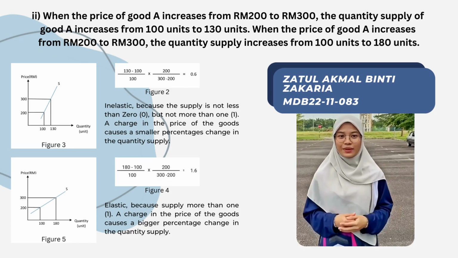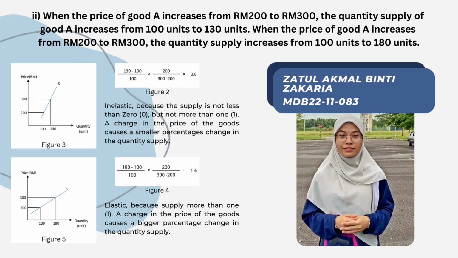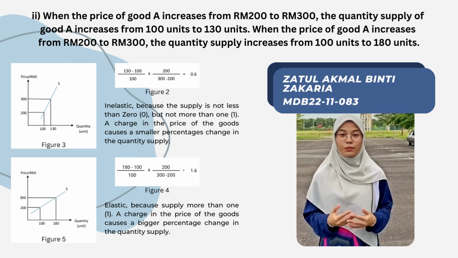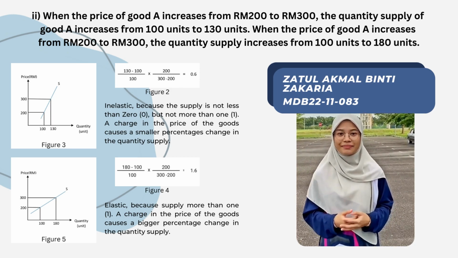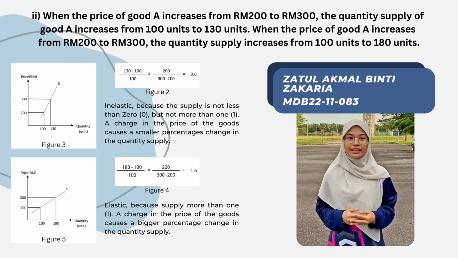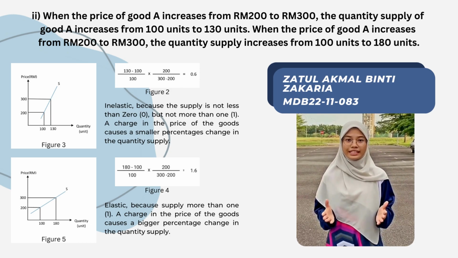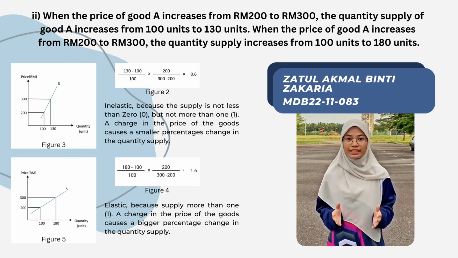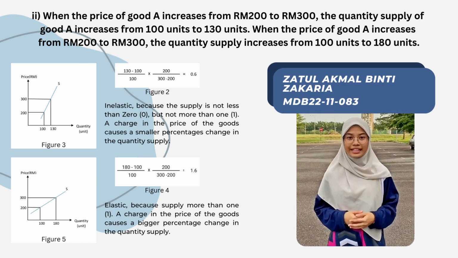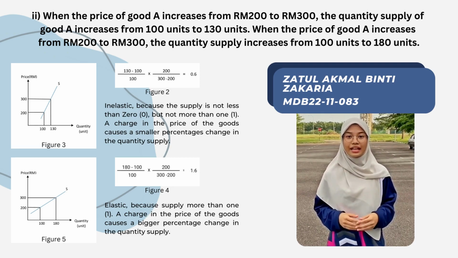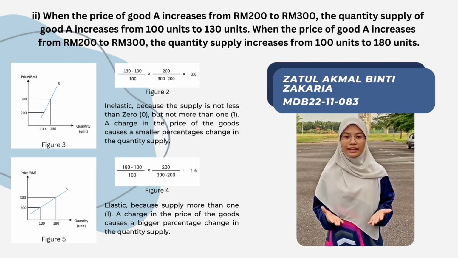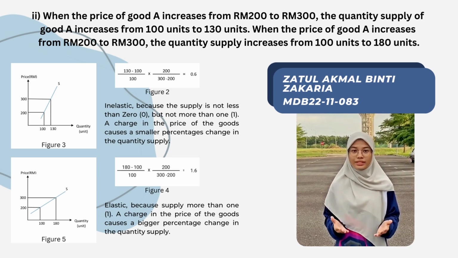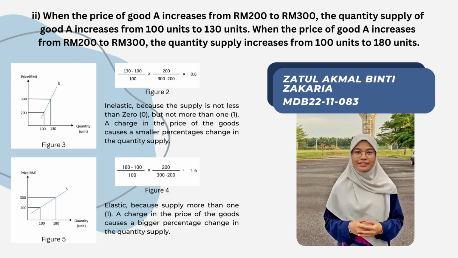Let's forward to the last question. When the price of good A increased from 200 ringgit to 300 ringgit, the quantity supply increased from 100 unit to 180 unit. By using the same formula, list the details needed. The old quantity supply is 100 unit, the new quantity supply is 180 unit, the old price is 200 ringgit, the new price is 300 ringgit. Then put all details into the formula as in figure 4. As a result, the elasticity of supply is 1.6. It is elastic because the value is more than 1.